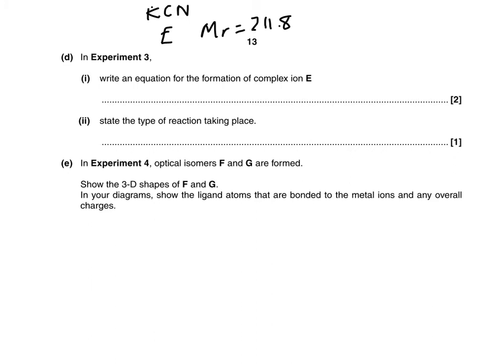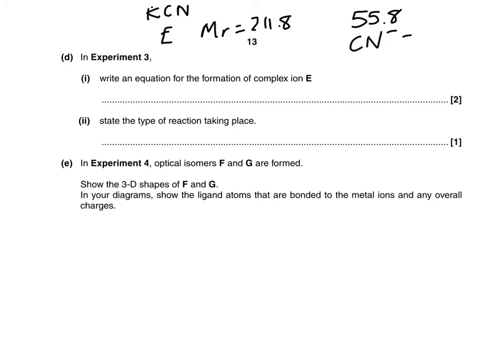Okay, now what is happening is the ligands, which in X are water, are being replaced by the cyanide ions, and you can quickly check because iron is, I think, 55.8. I haven't got a periodic table in front of me, but that looks about right.